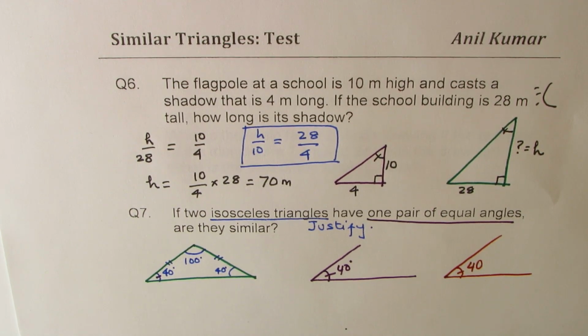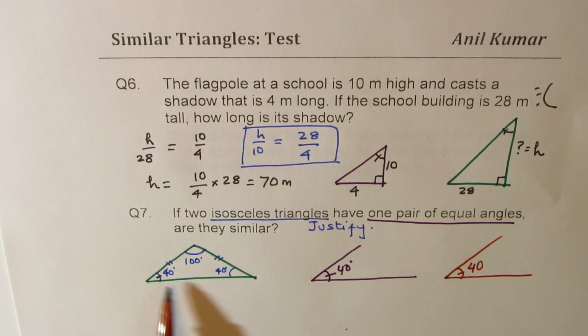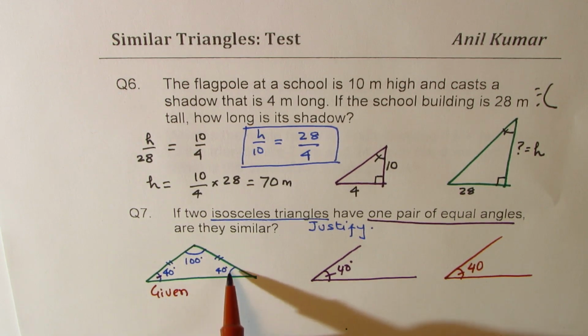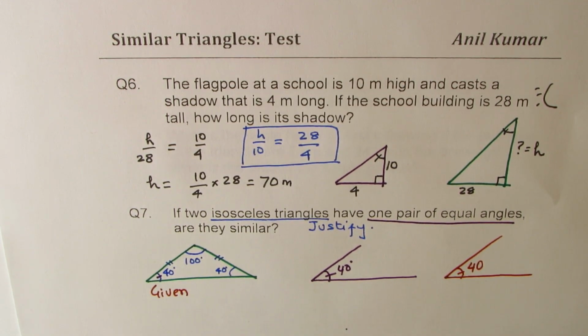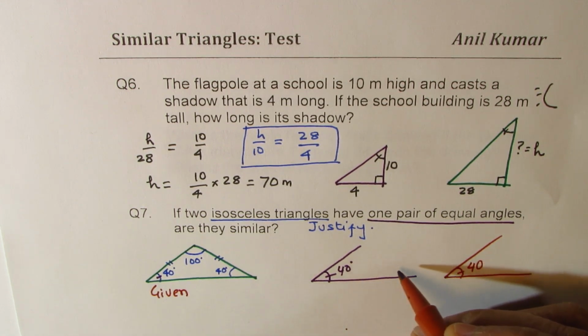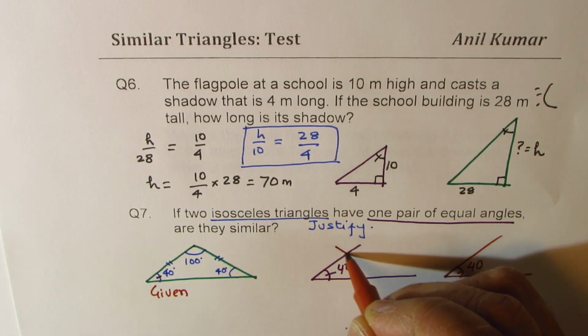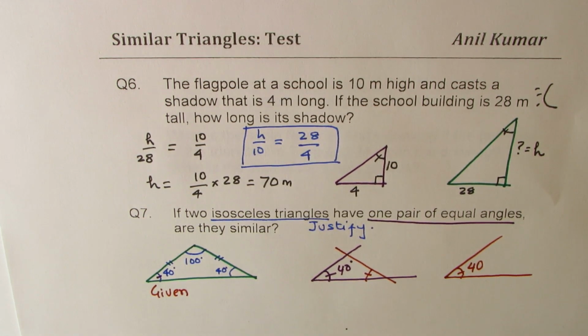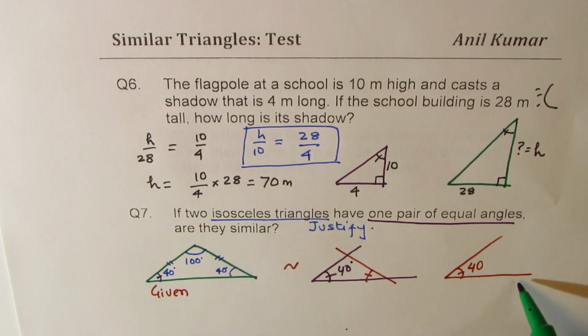Now, there could be two different situations. In the given original triangle, so this is given to us, we have a 40 and 40 combination. Perfect? But think like this. We could have a similar situation like this where the other is also 40 degrees and that becomes similar. However, we could have another triangle where it may not be similar.